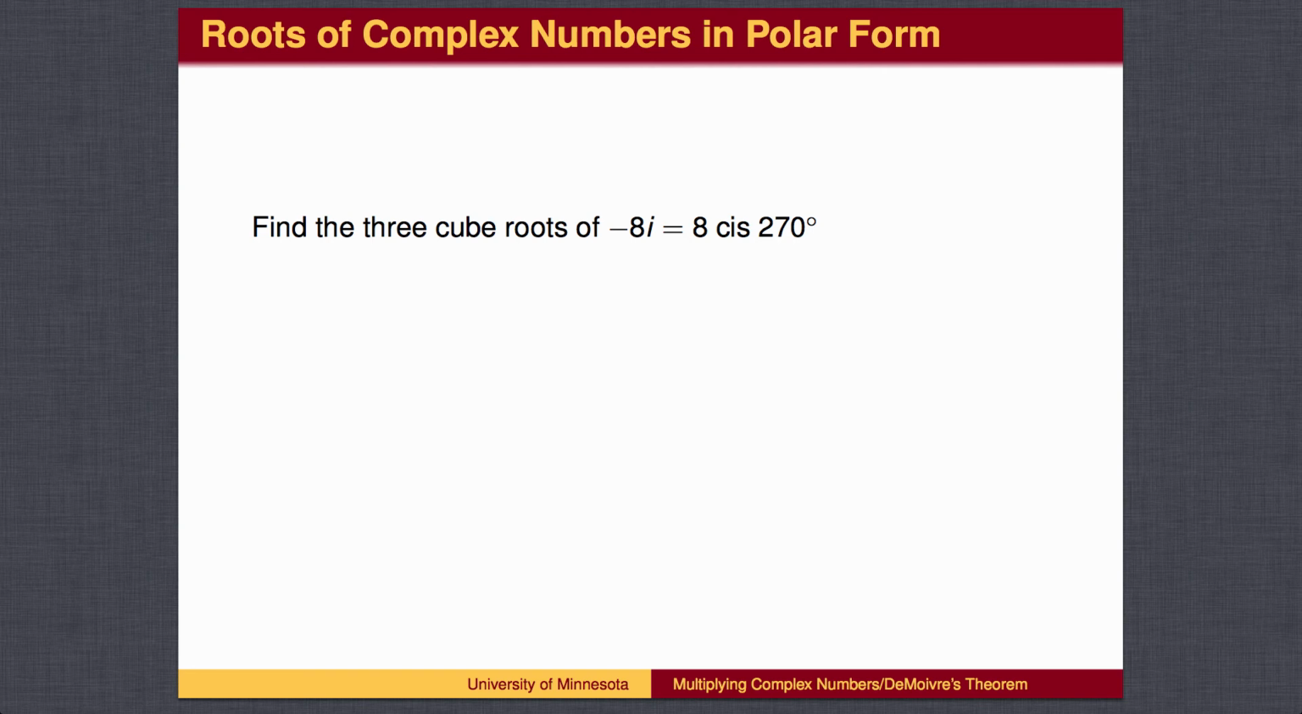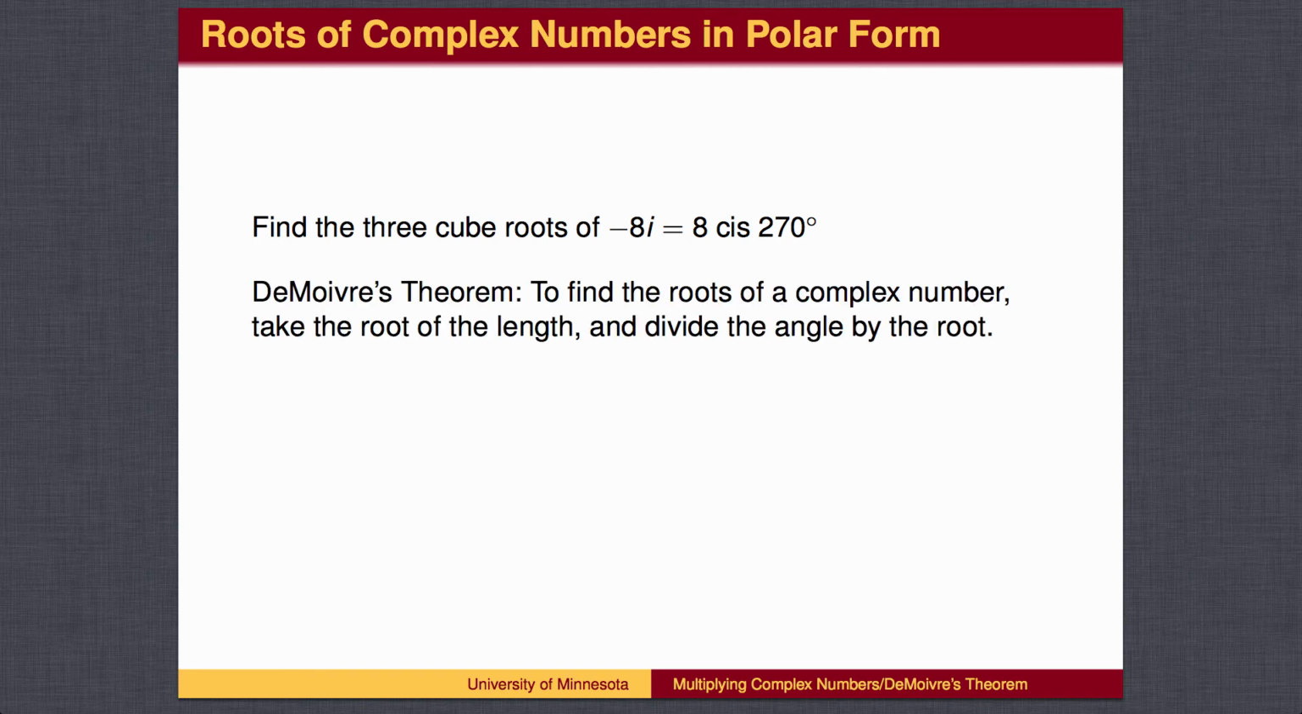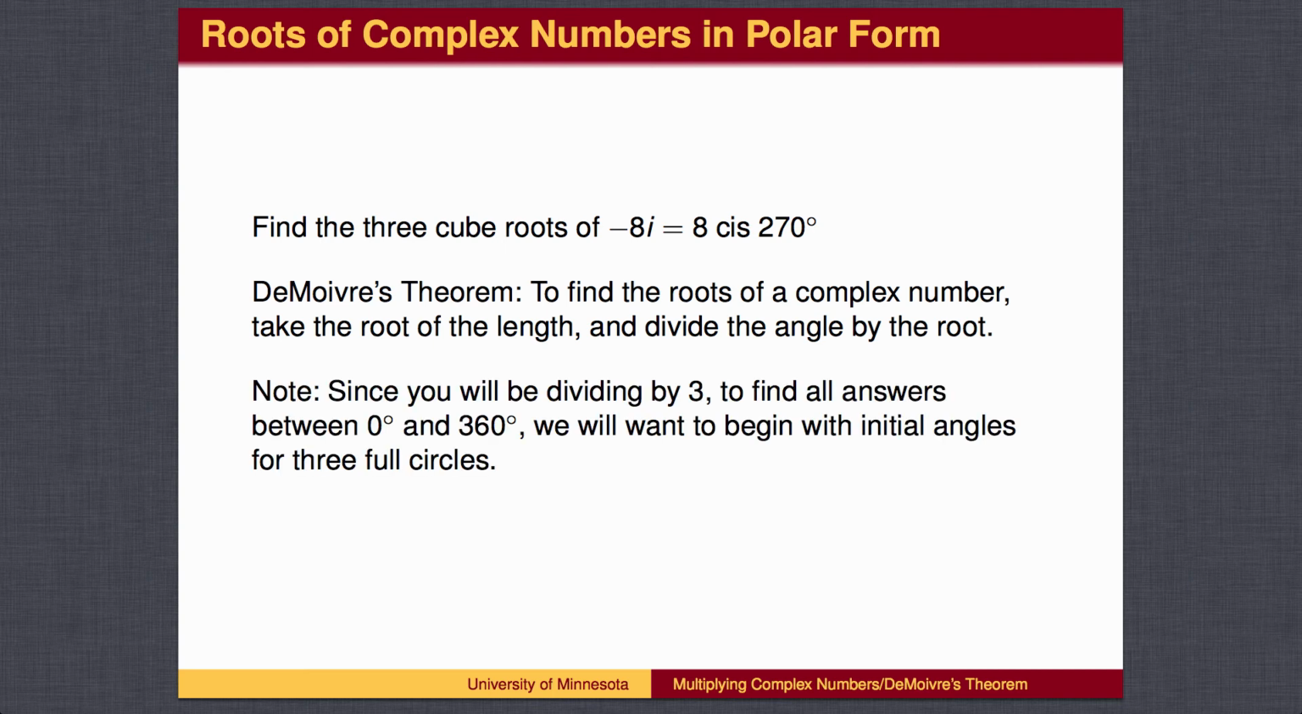We can also find roots in polar form. De Moivre's theorem says that we find roots by taking the root of the length and dividing the angle by the root. Note that since we'll be dividing by 3, to get all possible answers, we should start with our original number represented in 3 different ways by going around the circle 3 times.